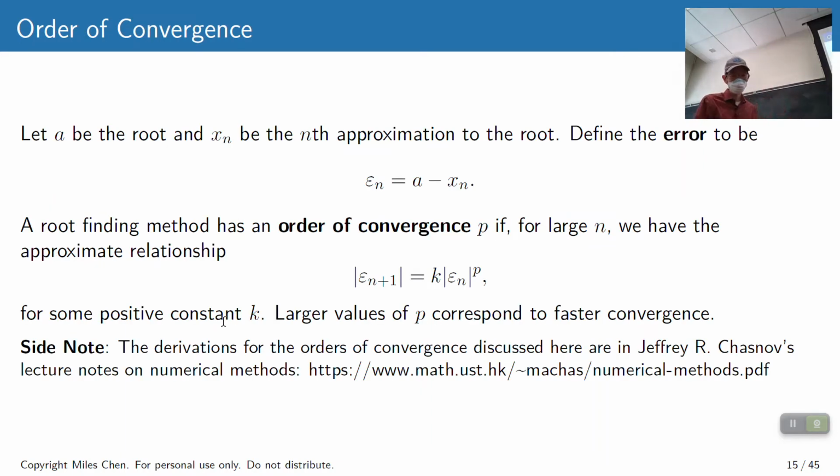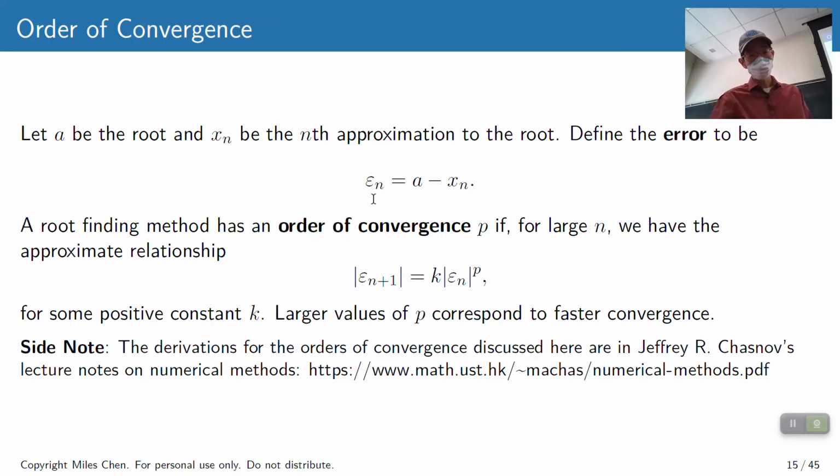Okay, so there is this concept of order of convergence. Basically, we can ask, what is the order of convergence of some method? Let's say the approximation after the nth iteration is x sub n. If the actual root is a, and your approximation after the nth iteration is x sub n, we're going to say the error is e sub n.